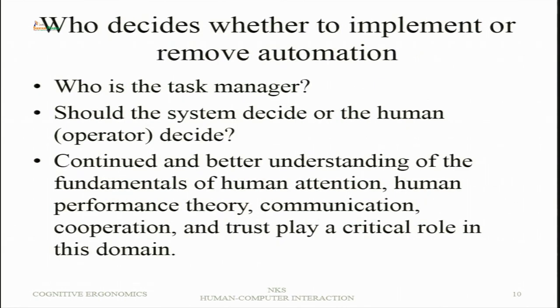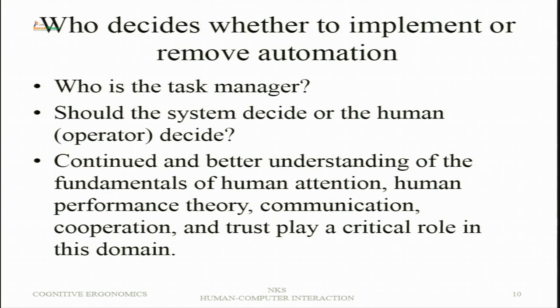Now, who decides whether to implement or remove automation? The task manager. Who is the task manager? Therefore, that is important. Should the system decide or the human operator decide? Continued and better understanding of the fundamentals of human attention, human performance theory, communication, cooperation, and trust play a key critical role in this domain.